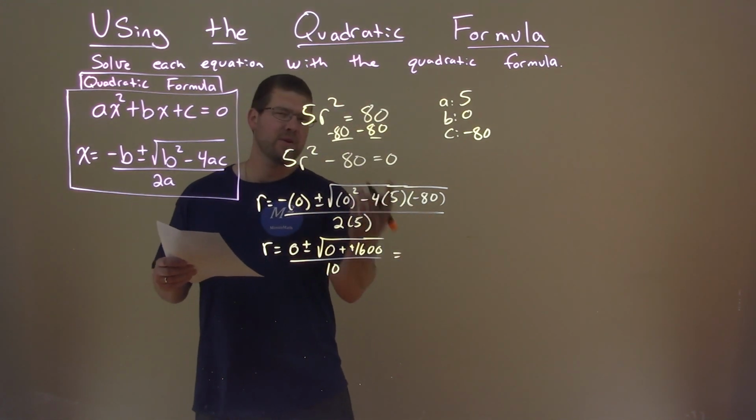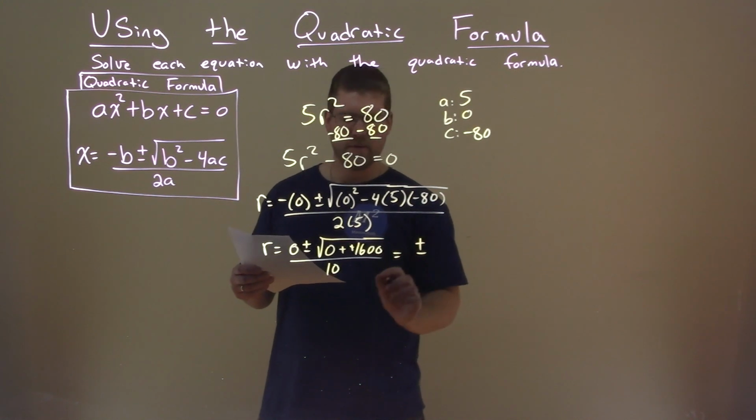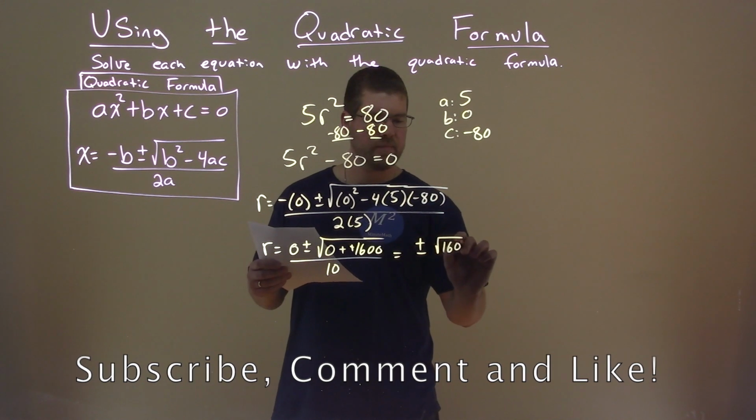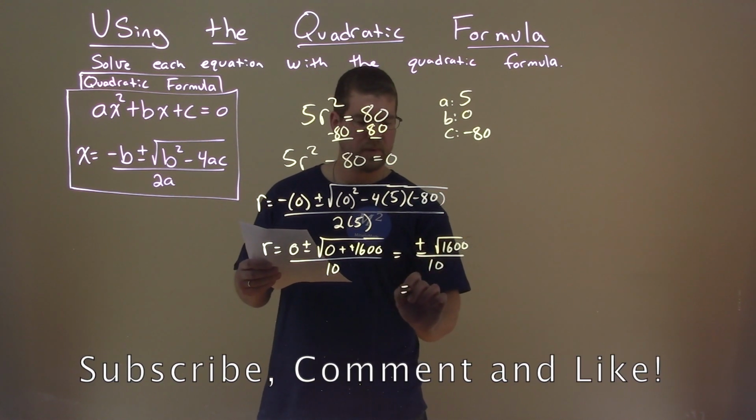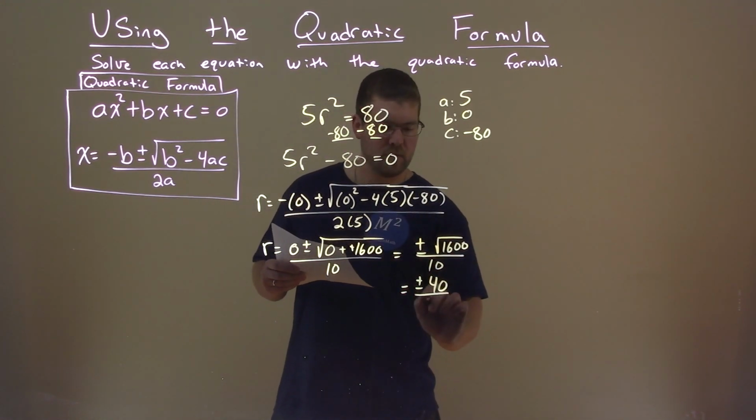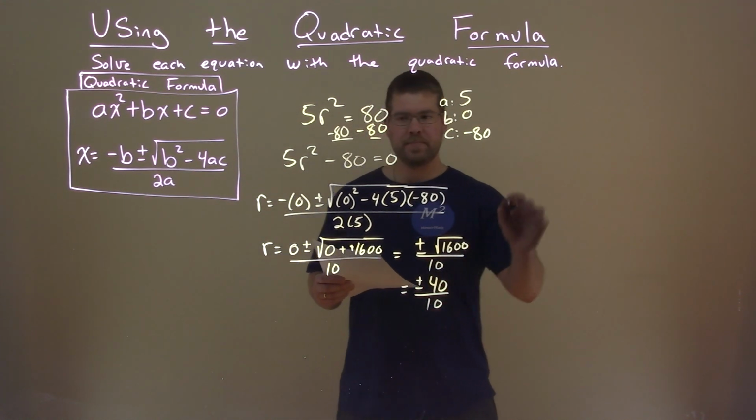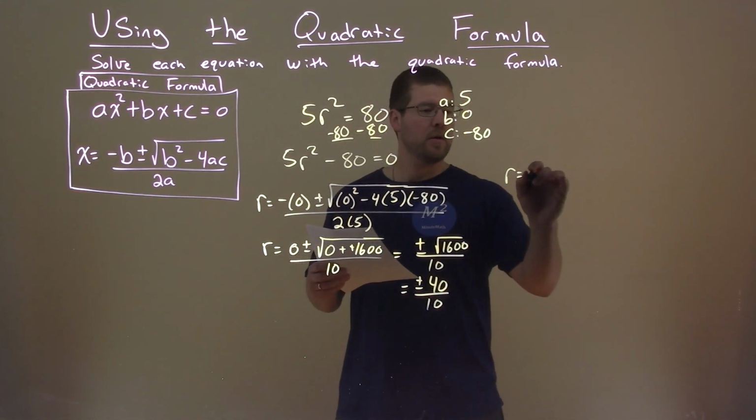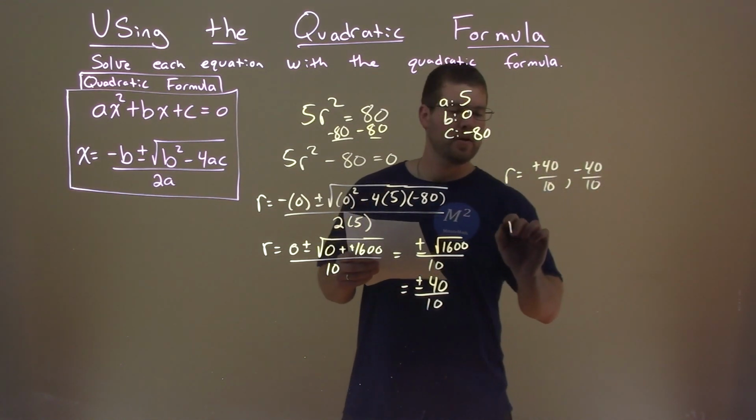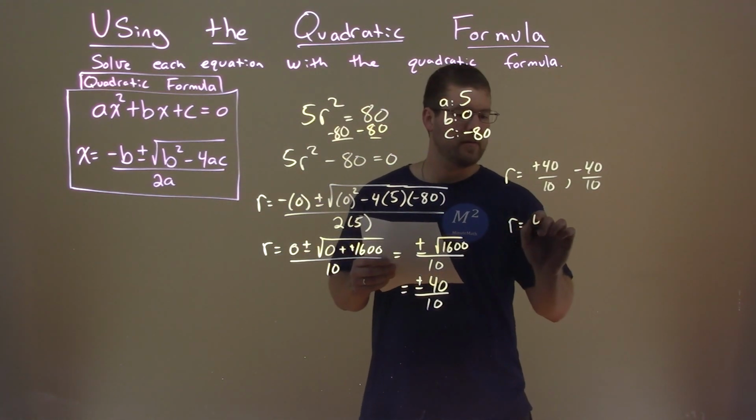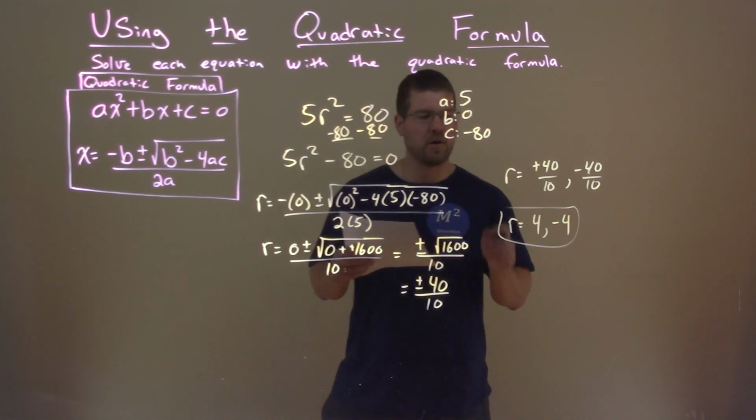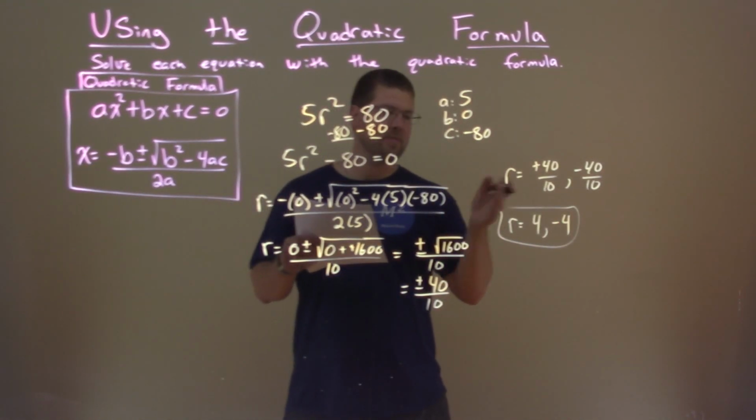So let's go simplify this. Well, that 0 doesn't really do anything for us, so we have plus or minus here. 0 plus 1600 is just 1600 over 10. Well, what's the square root of 1600? And that is 40. So we have plus or minus 40 over 10. So let's break that up into two parts. Positive 40 over 10 and a negative 40 over 10. Hopefully you can simplify that. 40 divided by 10 is 4, and negative 40 divided by 10 is negative 4. And so our two solutions here are r equals 4 and negative 4.